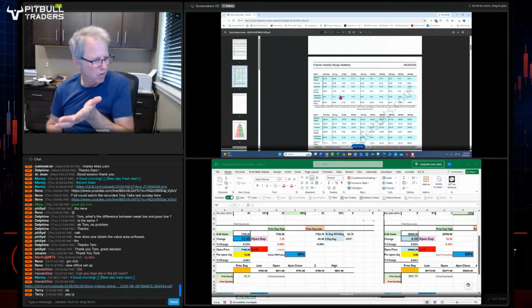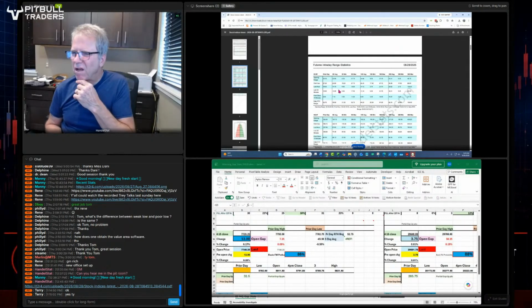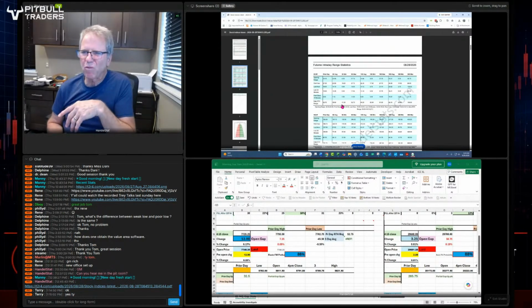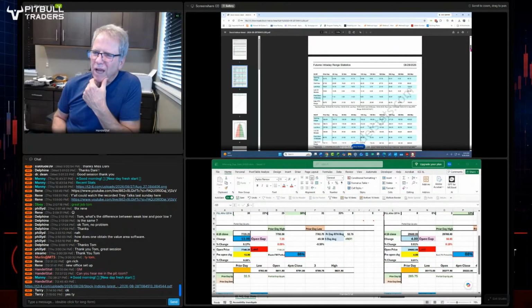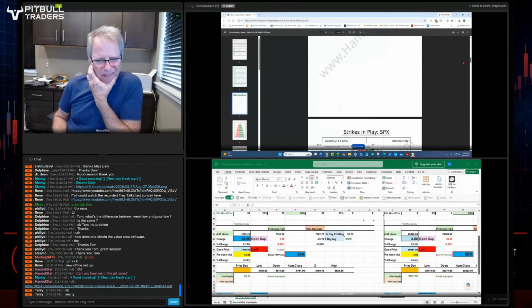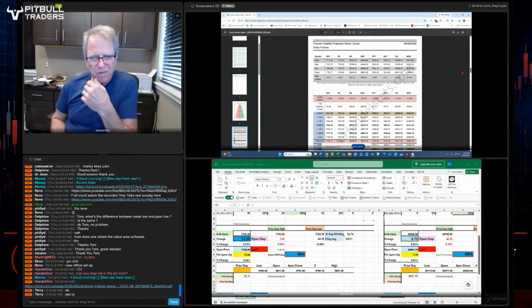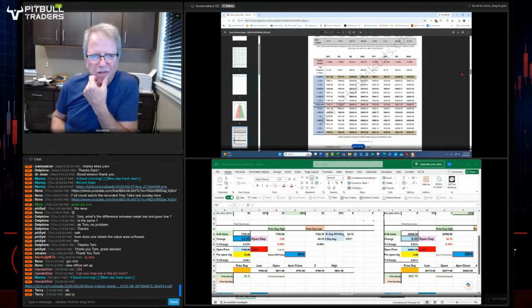So you can expect expansion, usually in the direction of the breakout of the daily range. Usually, not always. So that's that. And NASDAQ statistics, we'll go over those too after the opening and in the first hour. And then the strikes in play, that's something a little different, more complicated. It's for an option strategy.